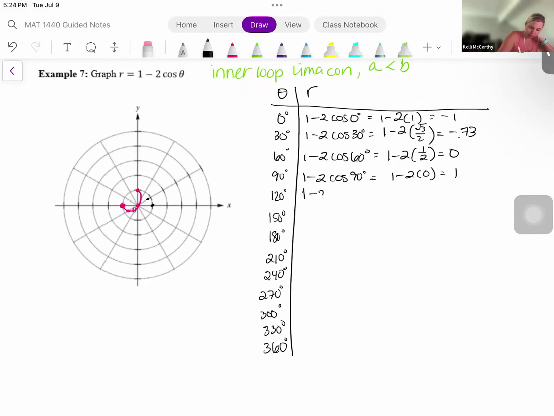120 degrees, 1 minus 2 times cosine of 120 degrees is equal to 1 minus 2 times -1/2, which is +2. Let me make that a little more clear. This is a -1/2. So at 120 degrees, we're at a radius of 2.